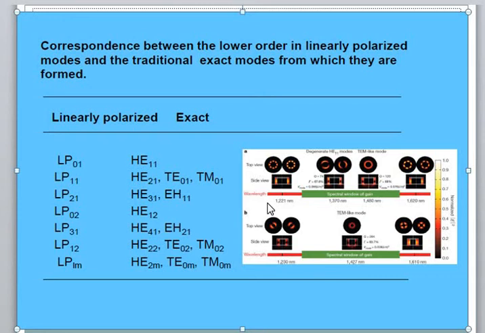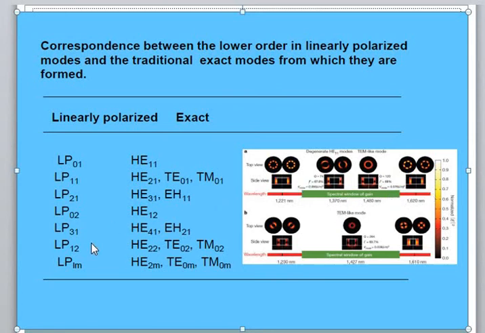approximation. So what do you mean by weakly guiding approximation? That is, the relative index difference between core and cladding is very much less than 1. Here there are many types of mode: transverse electric mode, transverse magnetic mode, and hybrid mode. Hybrid mode is the combination of both electric and magnetic modes. All are degenerated by HE(v+1), then EH(v-1).